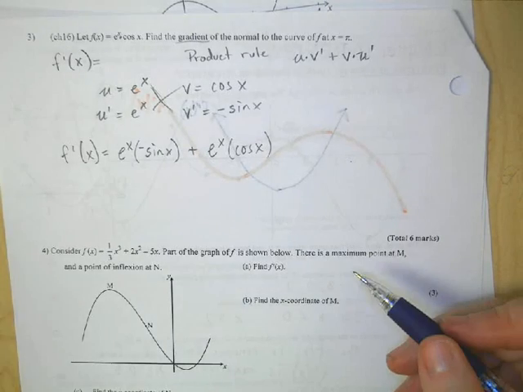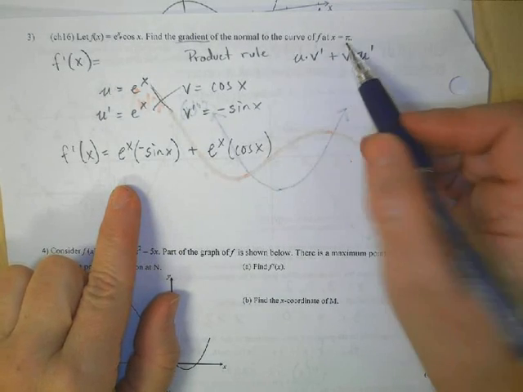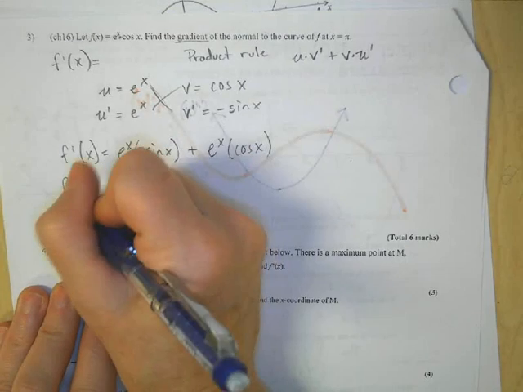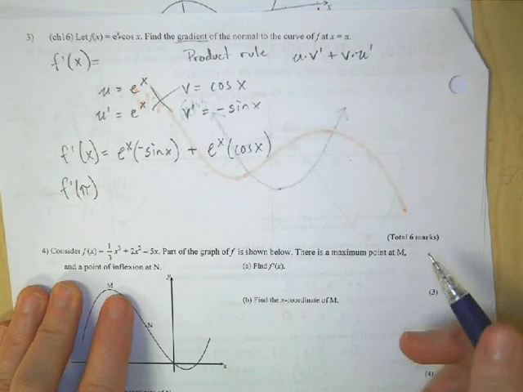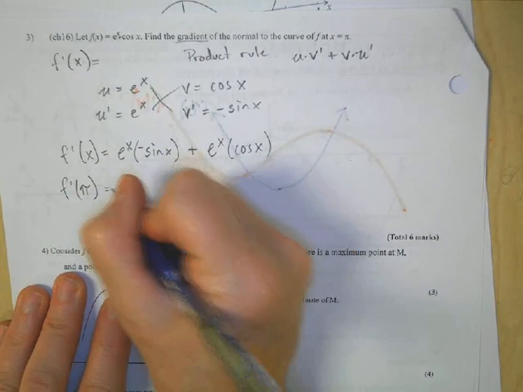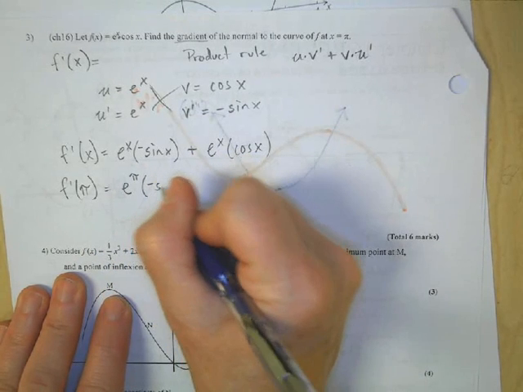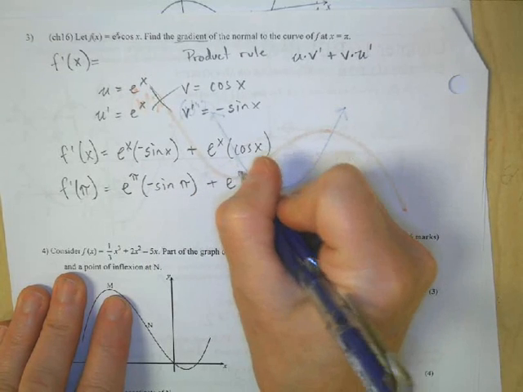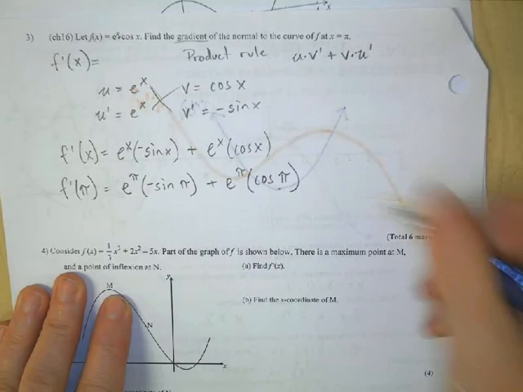And I want to know what is the gradient when x equals pi. So I'm going to change all of these x's to pi's. So I want to evaluate the first derivative when x equals pi. So I'm going to get e to the pi times negative sine of pi plus e to the pi times cosine of pi.